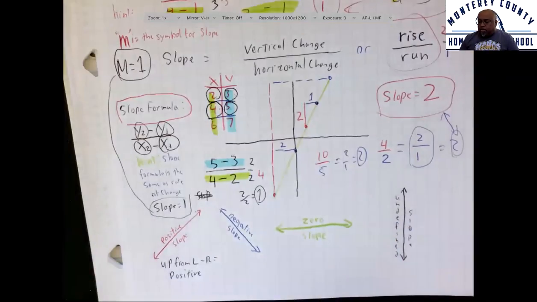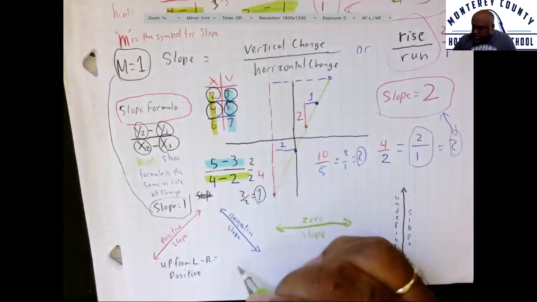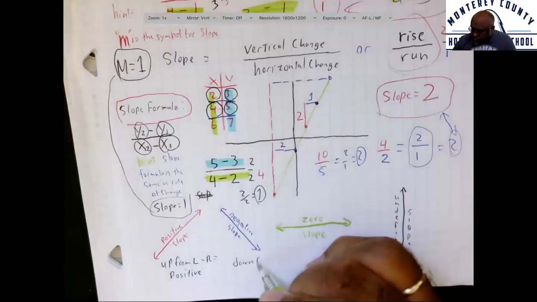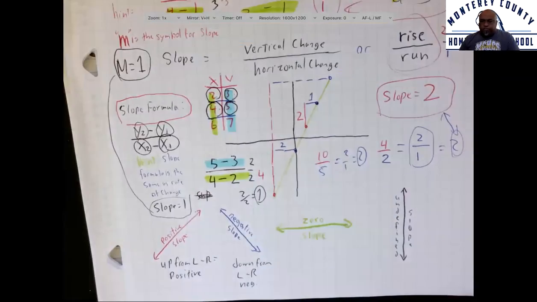Now, the opposite is also true. If the graph or the line is going down from left to right, then we call that a negative slope. Okay. Now, if you have a line that's totally flat, then we just call that zero slope. And obviously, if it's totally flat, it doesn't matter if it's going from left to right or right to left.